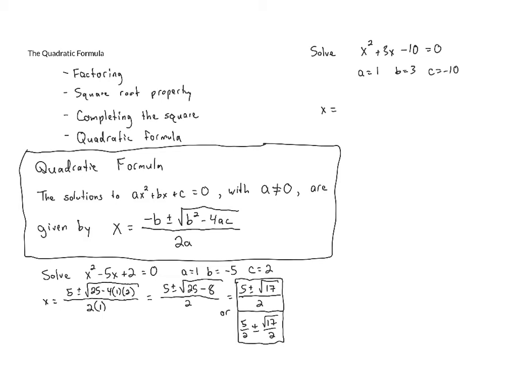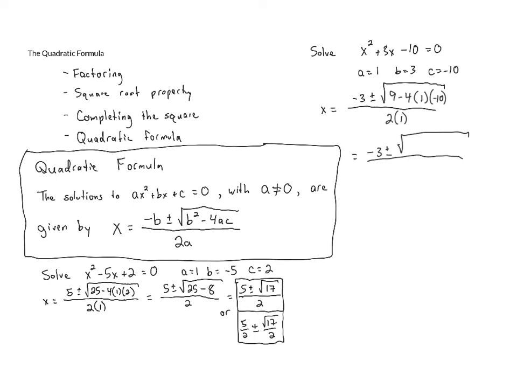Now let's plug them into the formula. We start off with the opposite of b. Since b is 3, the opposite of 3 is negative 3. Plus or minus the square root of b squared. In this case, that's 3 squared, which is 9, minus 4 times a, which is 1, times c, which is negative 10, all over 2 times a, 2 times 1. Good. Now we can look underneath that radical.